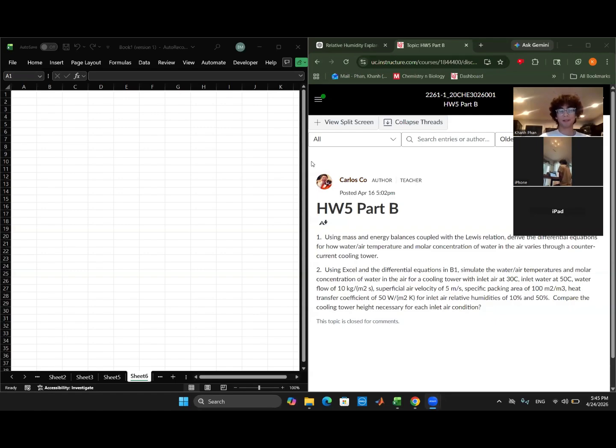Hi guys. So yesterday we talked about, earlier in question one, we derived three differential equations for how temperature of water and air and molar concentration of water change. So today we're gonna do a simulation in Excel to show how that would change the temperature of water, air, and the molar concentration based on position. So first we're gonna define some values, okay? So we're gonna have T water in, oops.